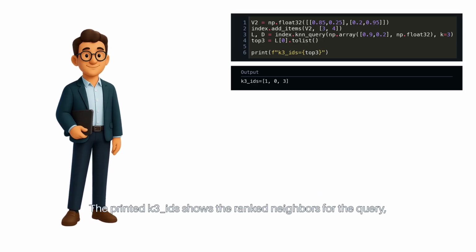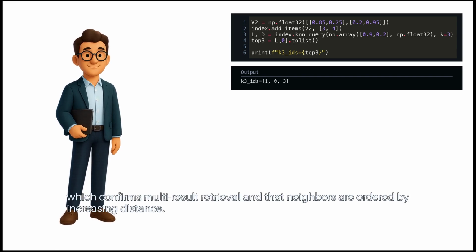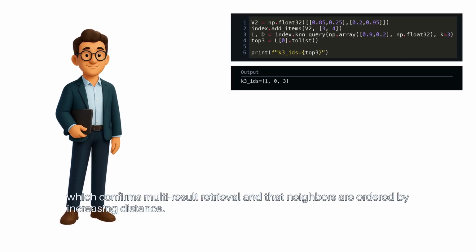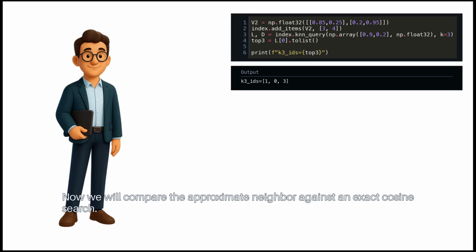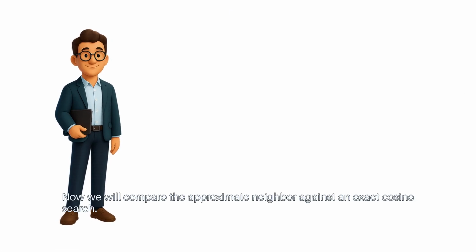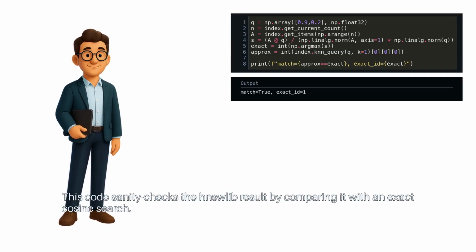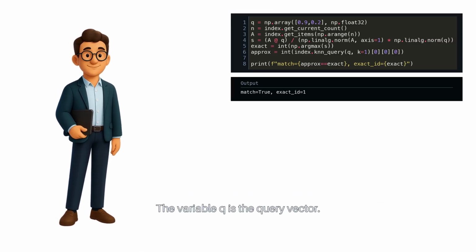The printed k3 IDs shows the ranked neighbors for the query, which confirms multi-result retrieval and that neighbors are ordered by increasing distance. Now, we will compare the approximate neighbor against an exact cosine search. This code sanity checks the hnswlib result by comparing it with an exact cosine search. The variable q is the query vector.